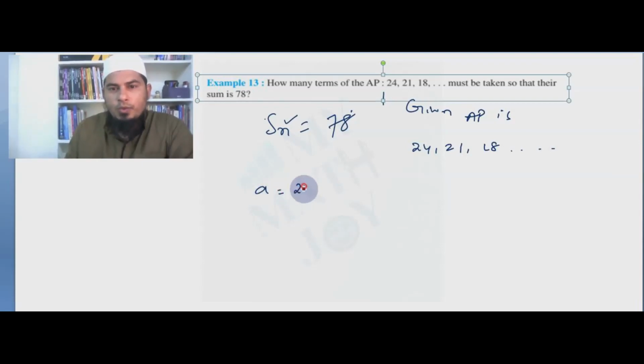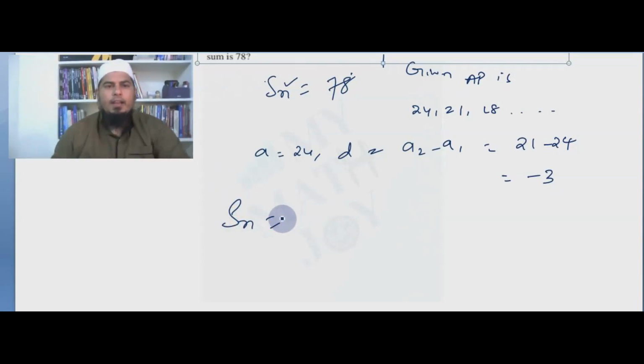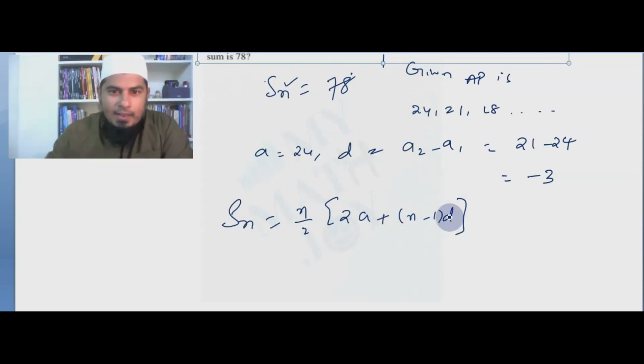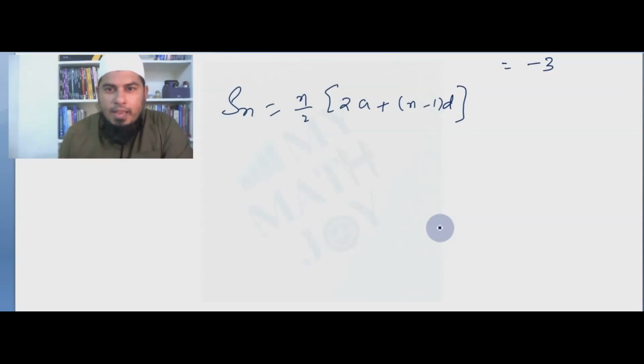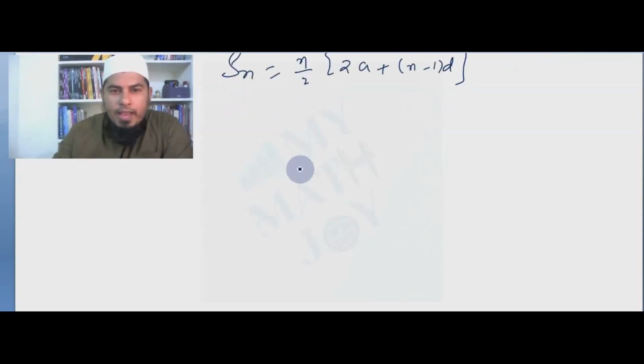So a is 24, d is a2 minus a1. What is it? 21 minus 24. What is it? Minus 3. I got the d value, I got the a value, I got the Sn value. Now Sn is equal to the formula. Sn is equal to n by 2 into 2a plus n minus 1 into d. Remember, Sn is equal to n by 2 into 2a plus n minus 1 into d. Nice, we remember.